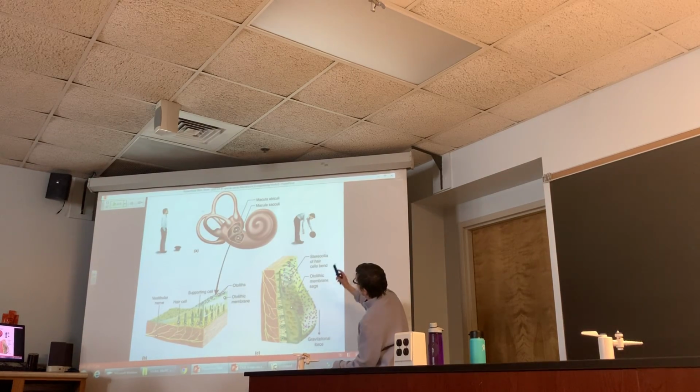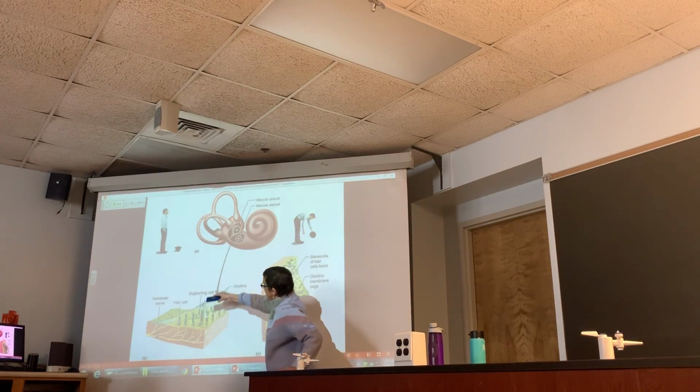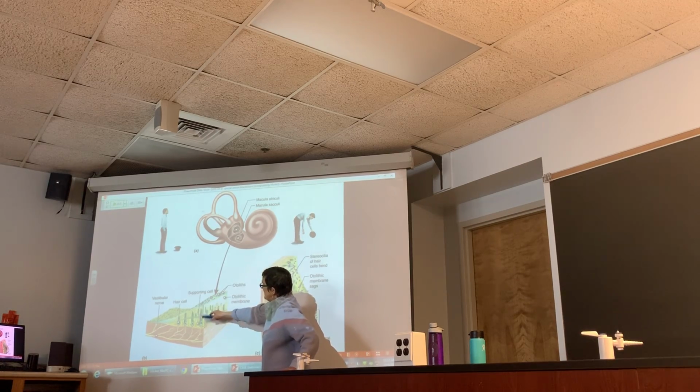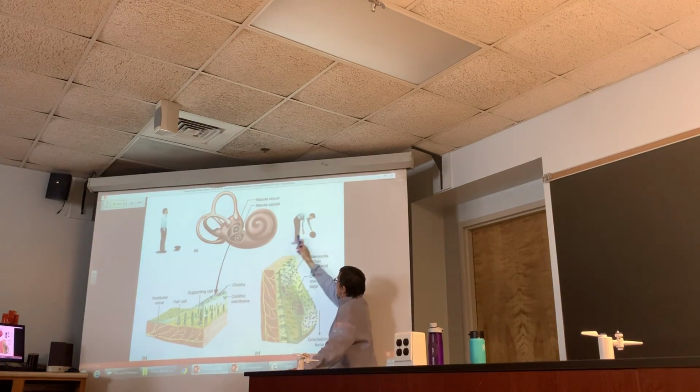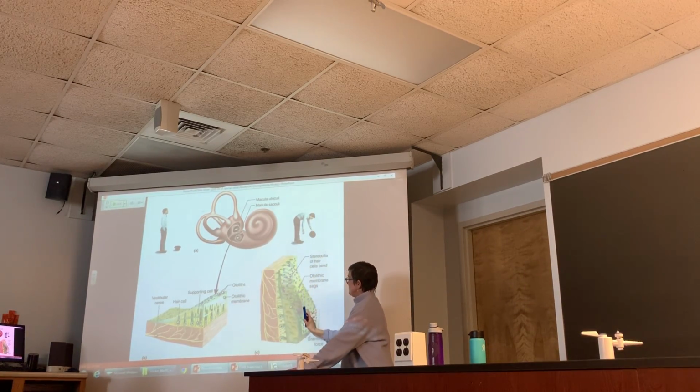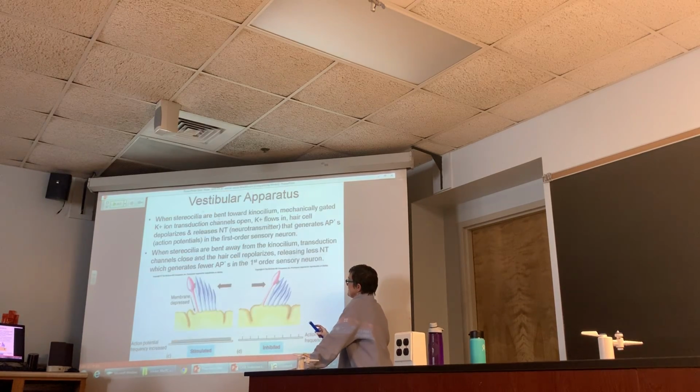Here's a guy bending over, standing upright, nothing happens. There's the otoliths, there's the hair cells projecting up. He's bending down, those otoliths pull down and bend those stereocilia, which is what stimulates the opening of potassium ion channels and stimulates receptor potentials in the hair cells.